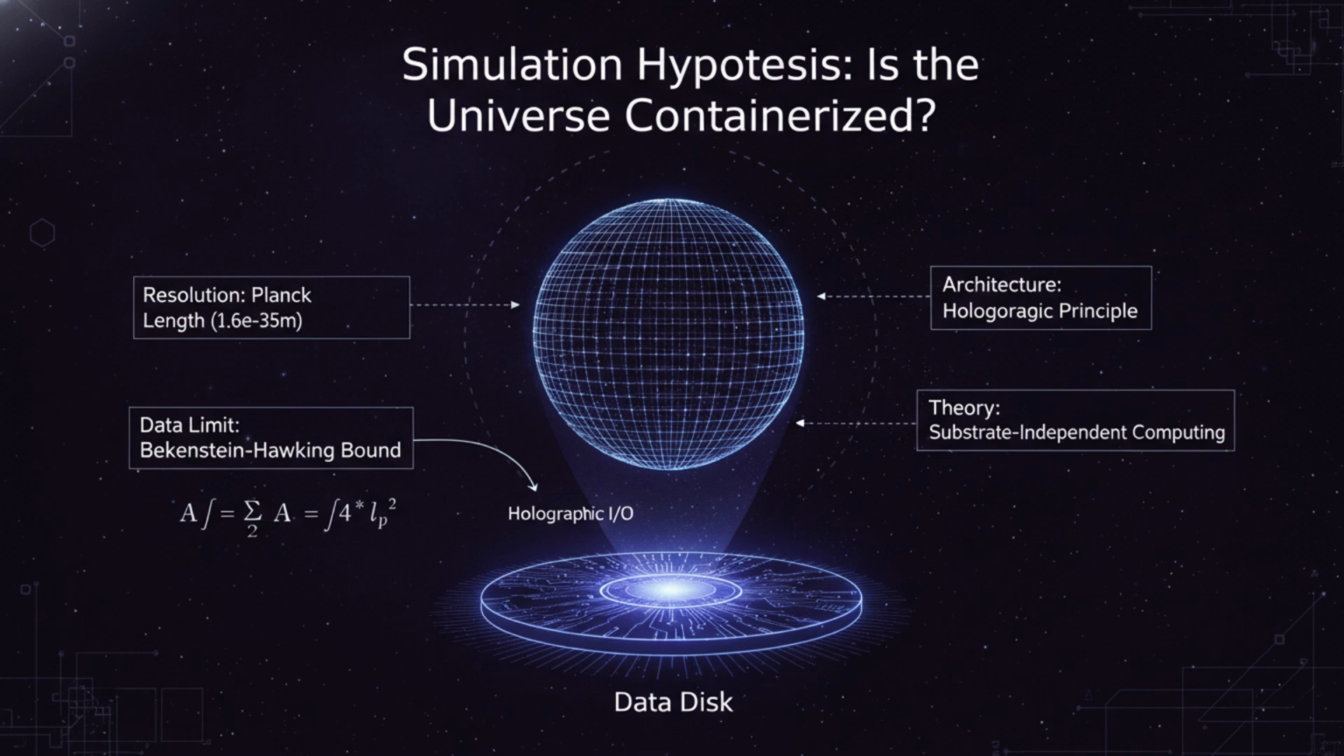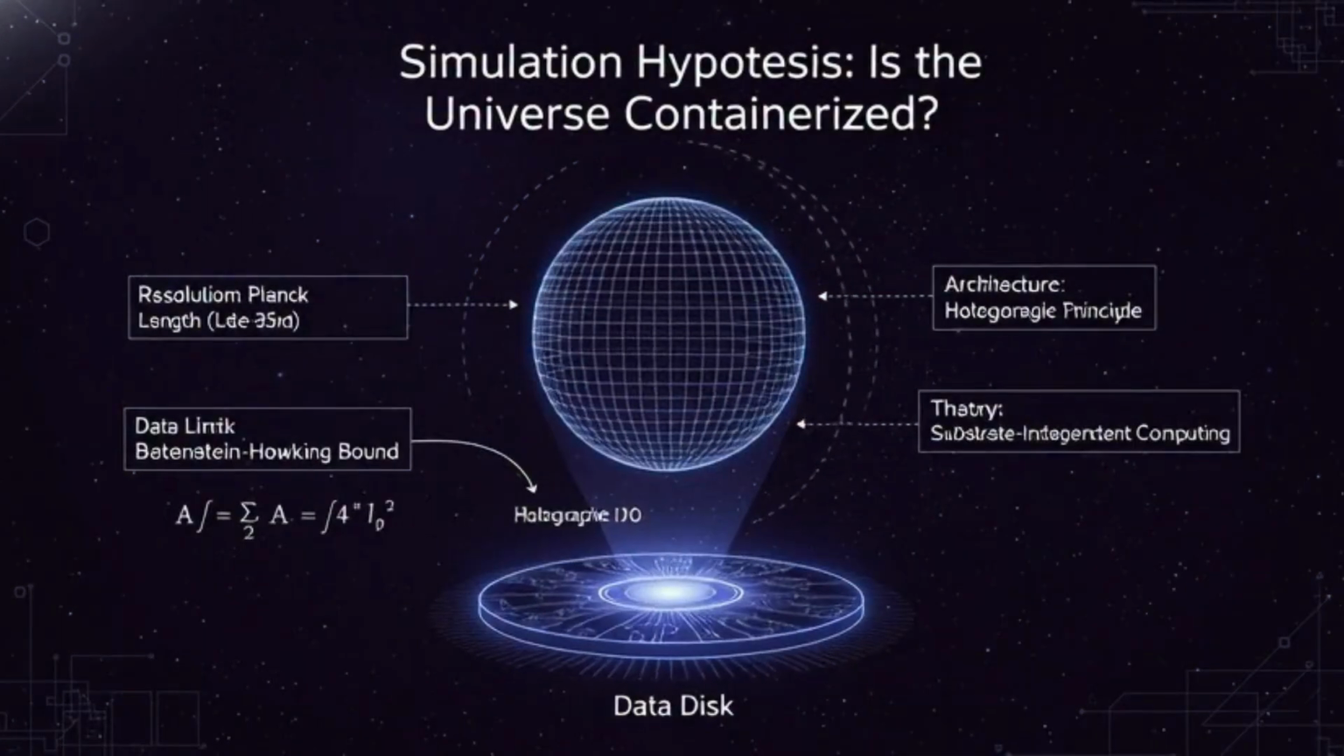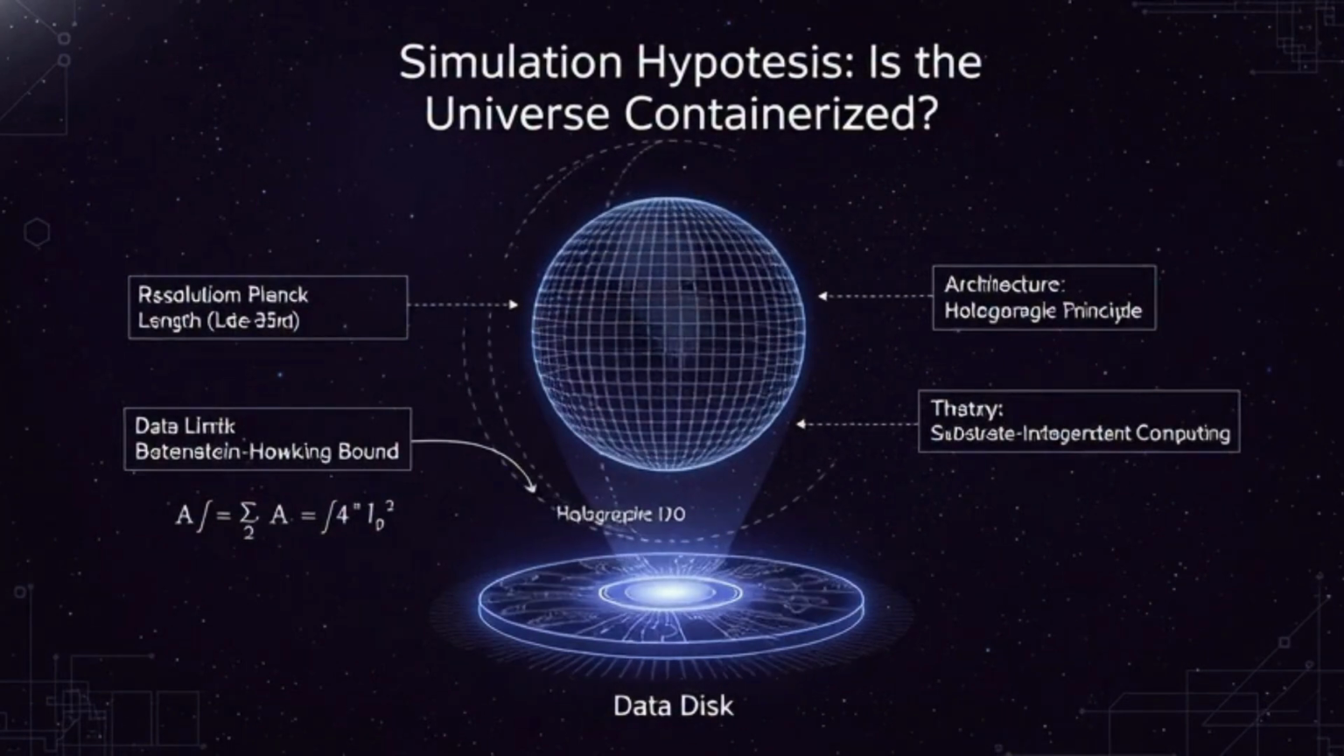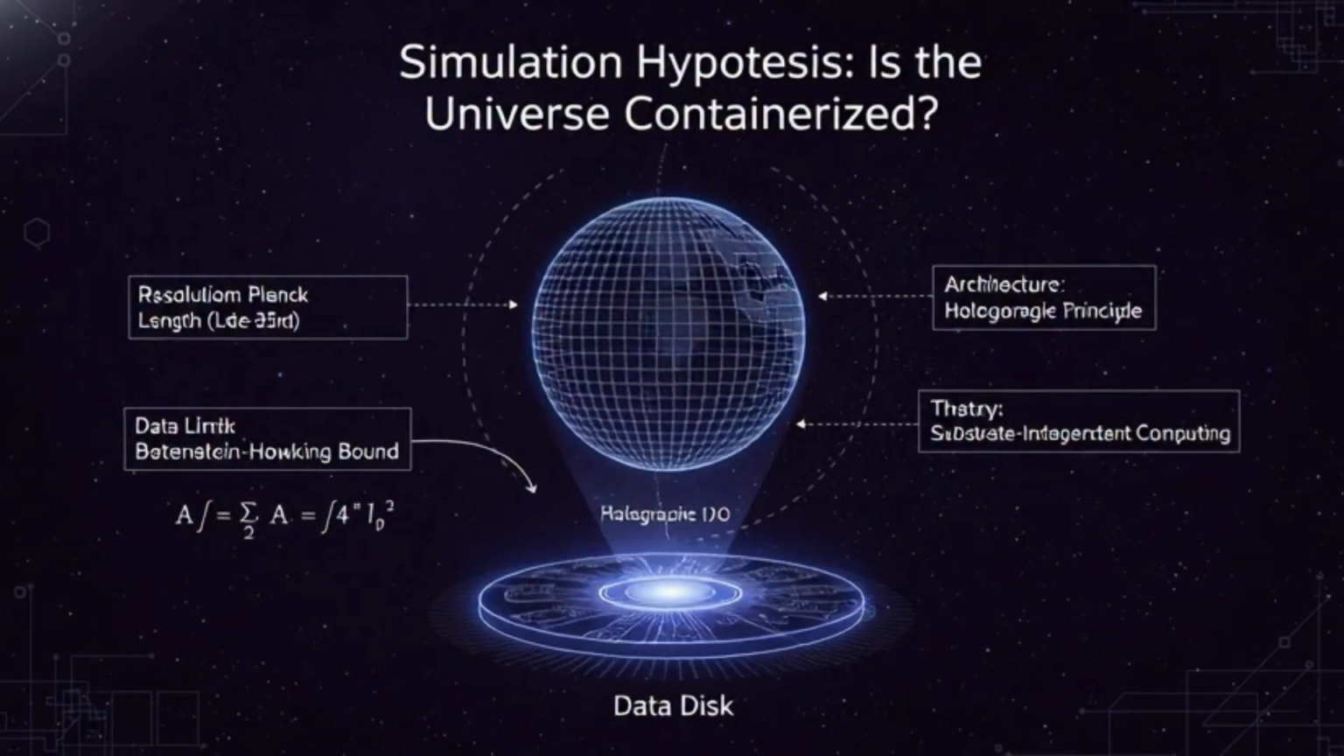If the universe is a simulation, the anomalies we see, like the Hubble tension, might be patch notes or edge cases that the system's root admin is currently debugging. We are looking for the source code in the laws of physics.